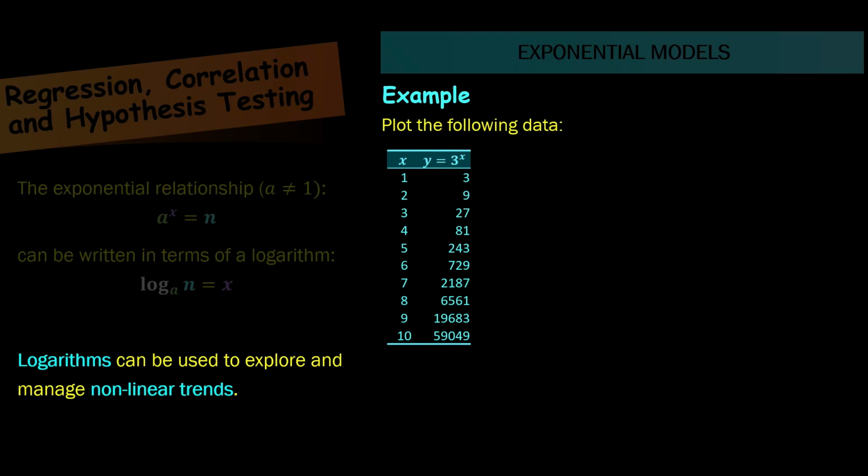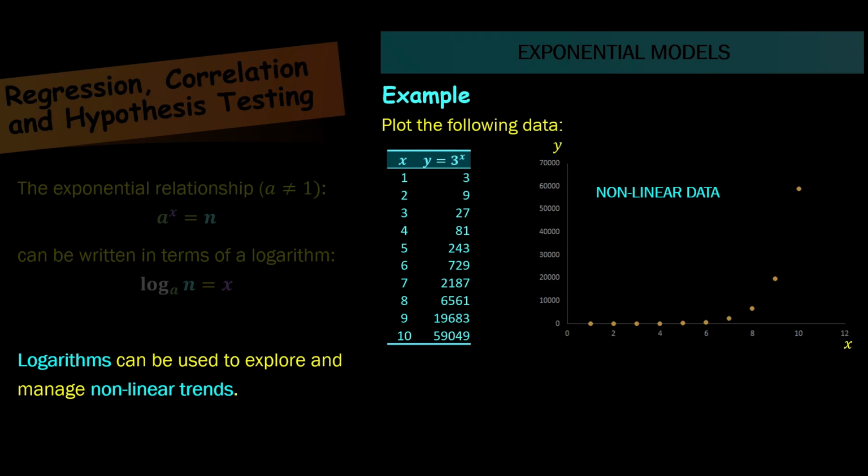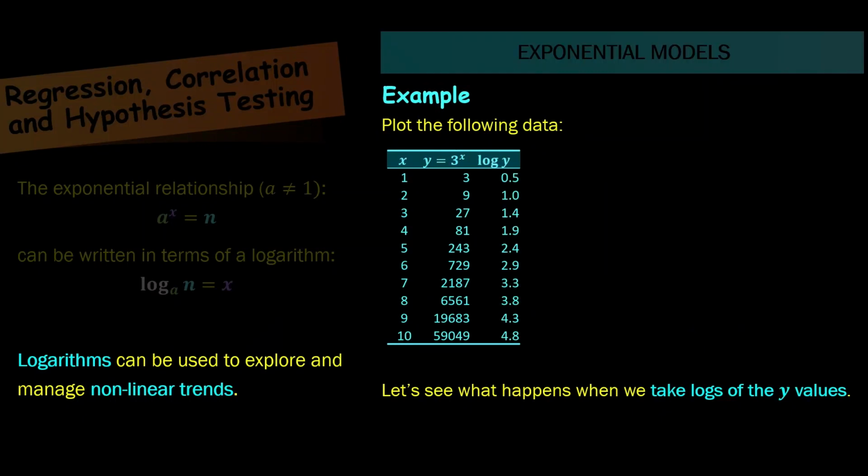We begin by plotting this data, x against y equals 3 to the power x. This is clearly non-linear data. Let's see what happens when we take logs of the y values. So here's x and y equals 3 to the power x, and now log y. Now let's plot this.